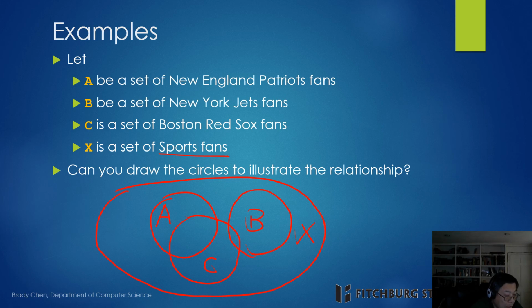So what's the relationship between A and B? They are disjoint. Okay. The relationship between A and C is, what is that? Overlapping, right? And the relationship between A and X is subset.